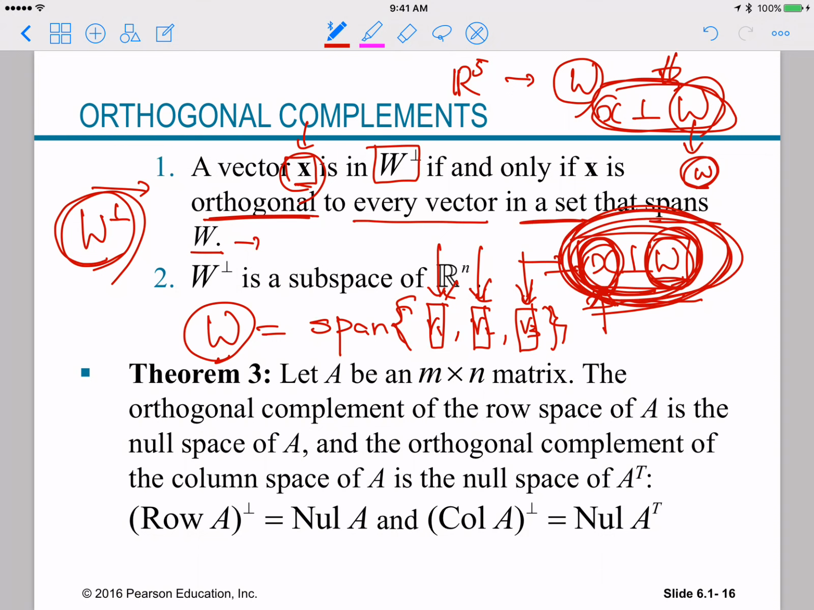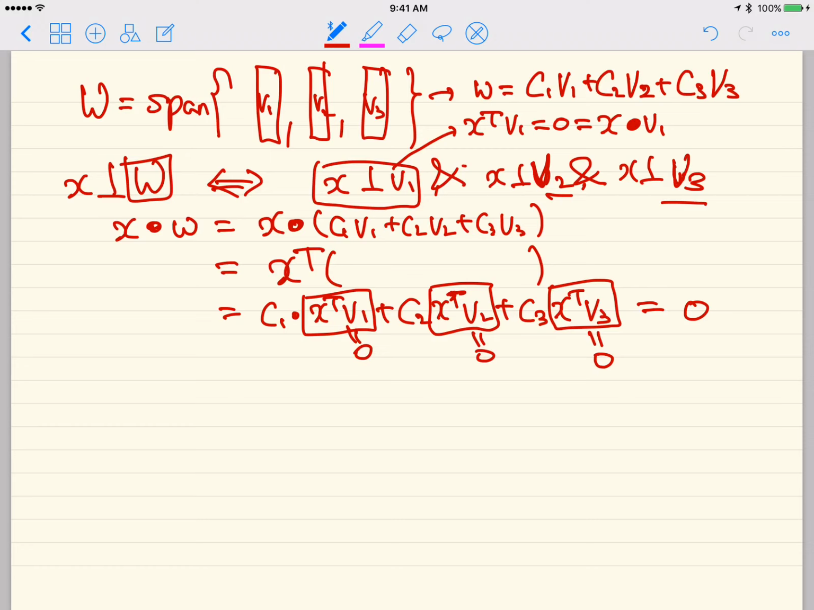And also, more importantly, this W perpendicular is not just a vector subset, but also a vector subspace, which means if you collect all these vectors x, they are also closed under linear combination. Okay, closed under linear combination. So let's prove that.